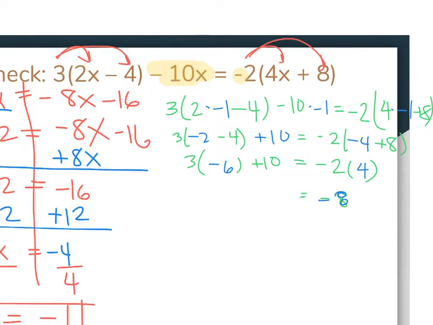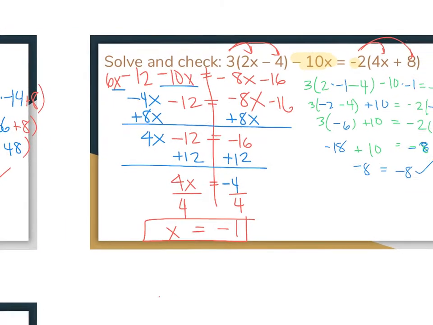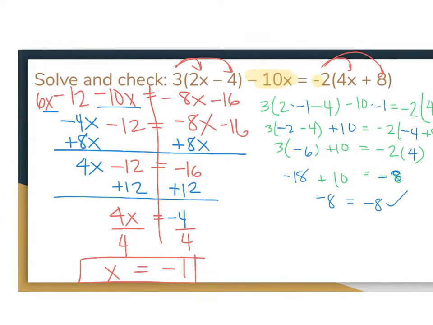3 times negative 6, negative 18 plus 10. I can make 10 zero pairs. So negative 8 equals negative 8. So I can see that it works out. So my final answer I know for this is x equals negative 1. Notice how I box in only the x equals negative 1 because that is my final answer.